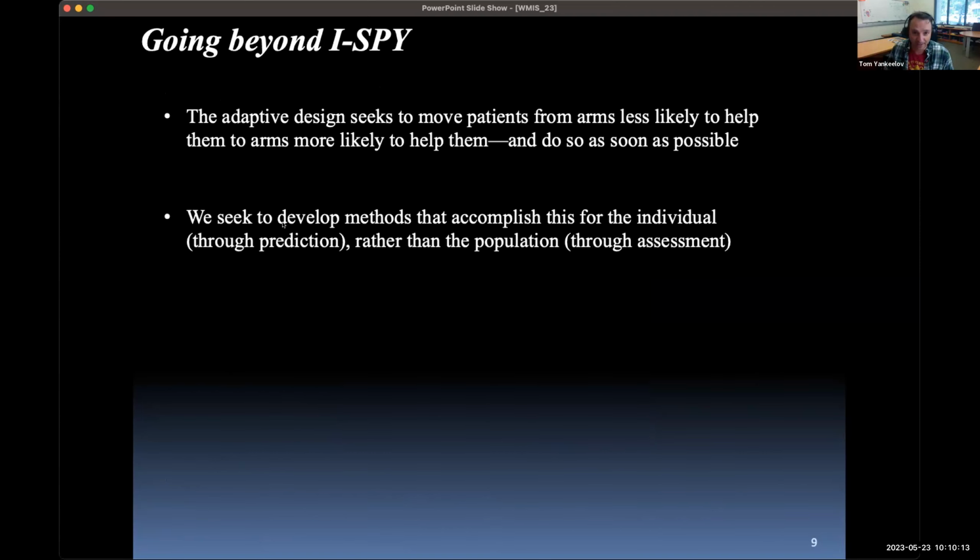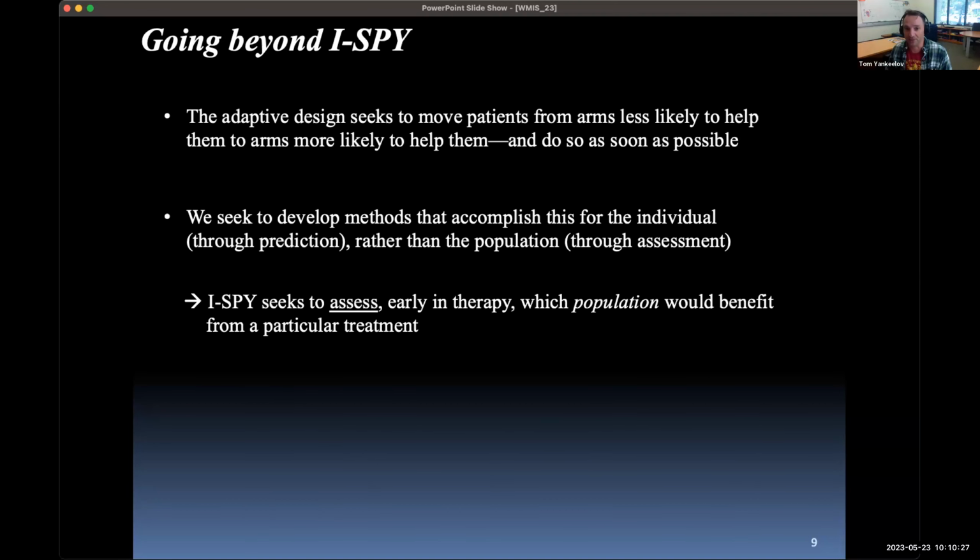So what we and others are trying to do is to seek methods to accomplish this for the individual through prediction rather than through the population, which has to rely on assessment. So we're trying to go from assessing things that are happening at the population level to predicting what's happening at the individual level.